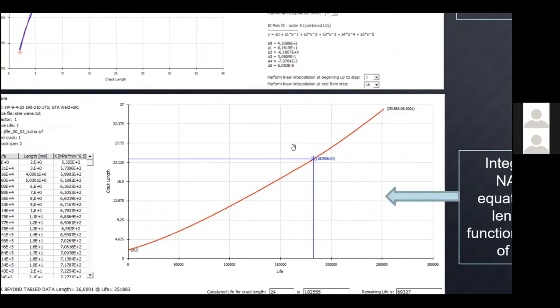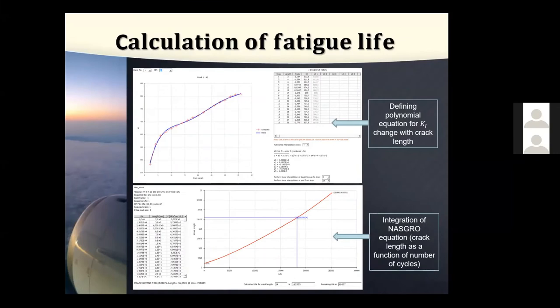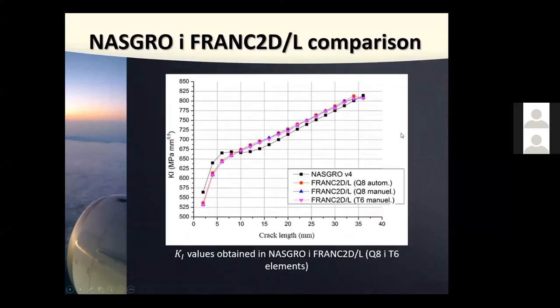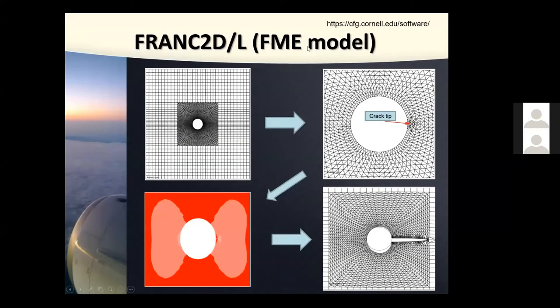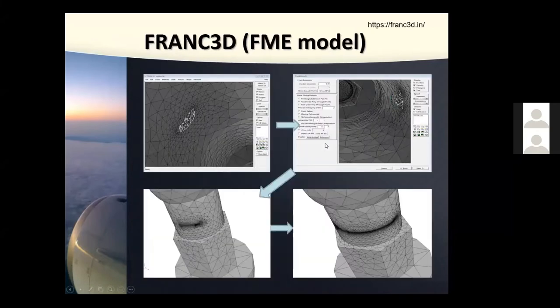So this value was comparable to the value that we got from the NASGRO software, which means that this integration of the NASGRO equation was successful. Either using Franc 2D based on the finite element method or using NASGRO software, we managed to get approximately the same result and the same evaluation of fatigue life. Again, the number of cycles that will grow the crack to critical length.